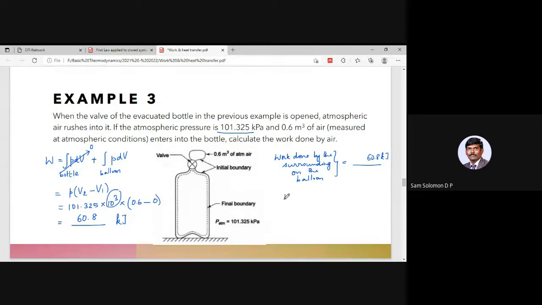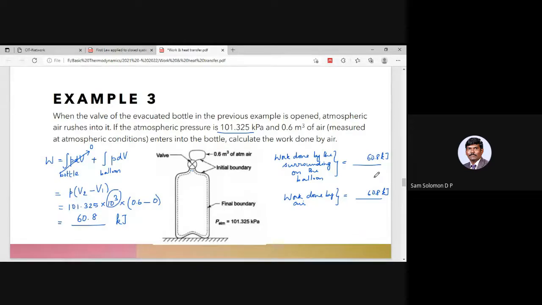And there is one more thing, which is work done, let me say, by air. And what about this one? This is also 60.8, and this is also 60.8. Which is positive, which is negative?